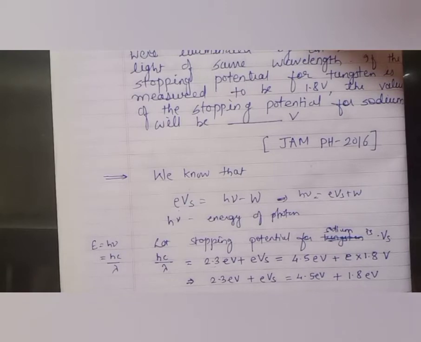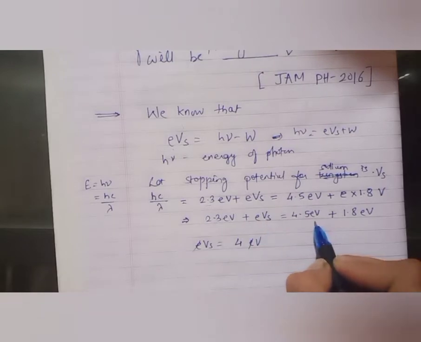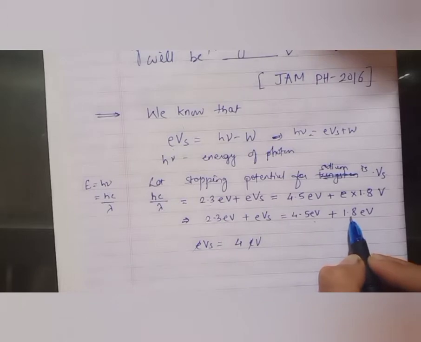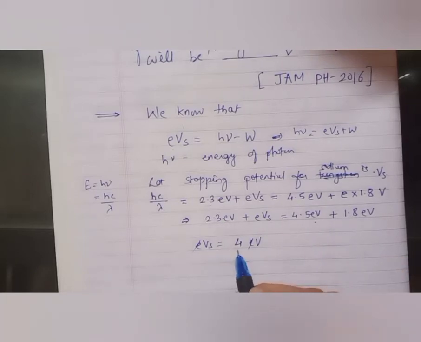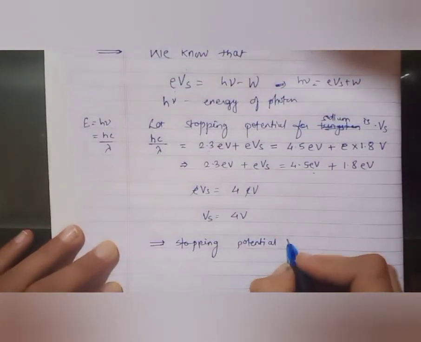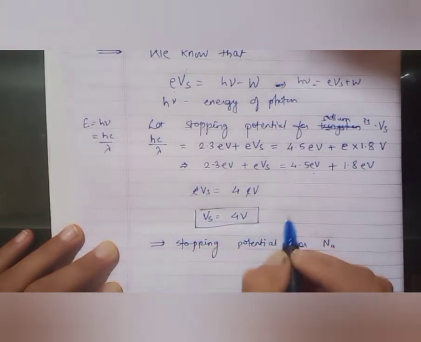Now e and e will get cancelled. What I'm getting is eVs equals 4.5 plus 1.8, and I shifted this 2.3 over here, so minus 2.3. When I calculate, I will get eVs equals 4 electron volt. e will get cancelled on both the sides, so Vs equals 4 volt. So this is the stopping potential for sodium. This is the answer.